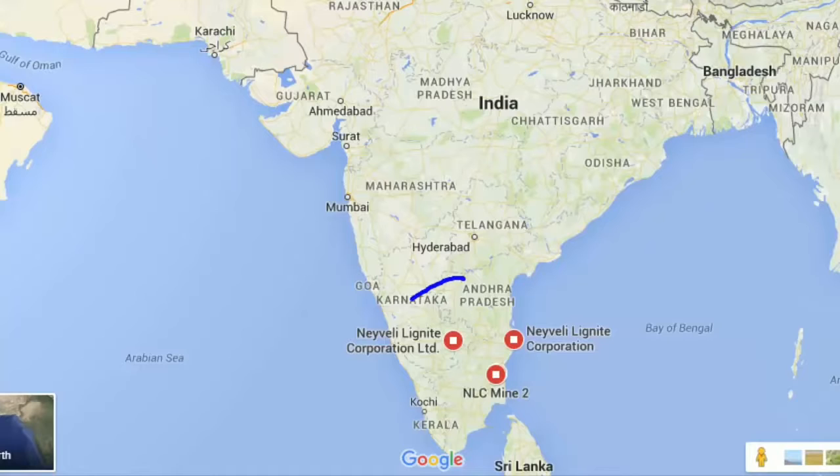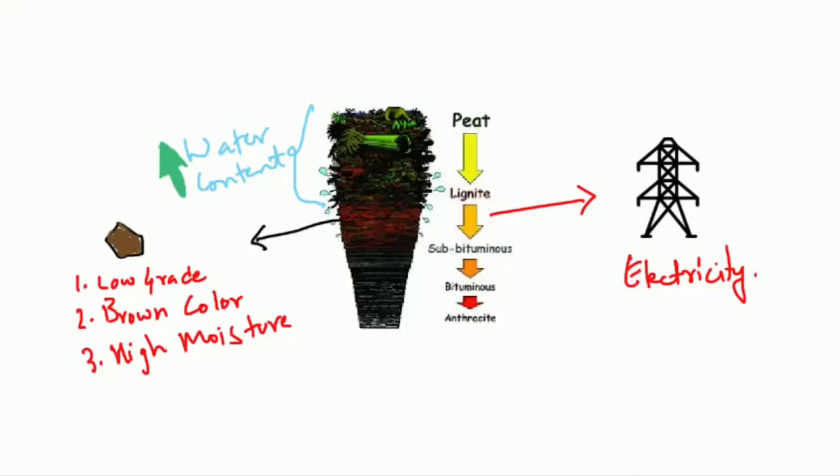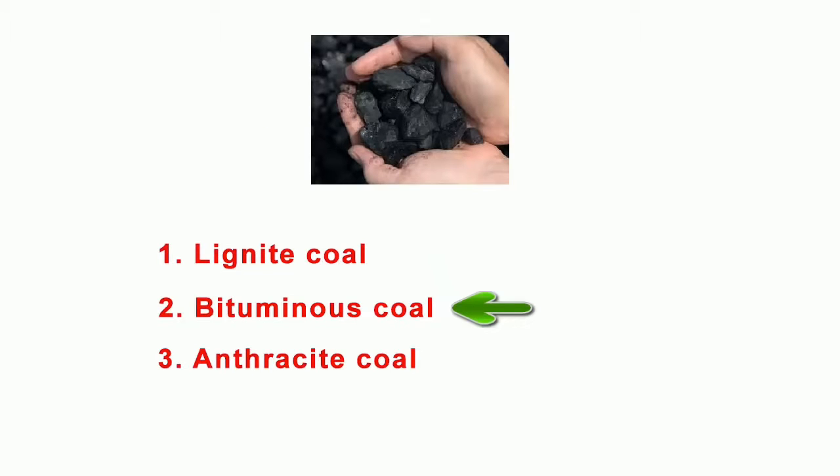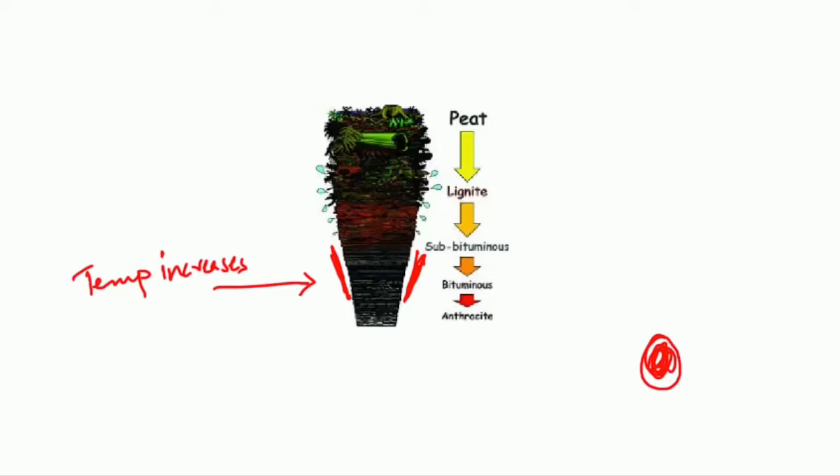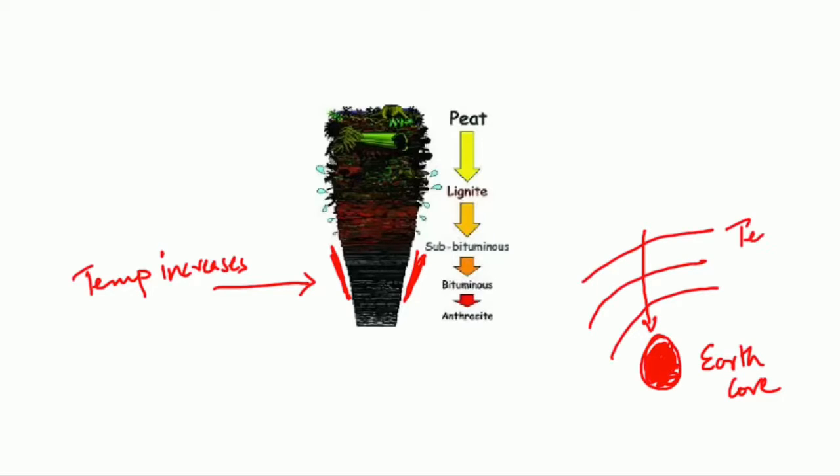Now this kind of coal is found in the regions of Neyveli in Tamil Nadu, and it is used for generating electricity. And the second type of coal is bituminous coal. Now this type of coal is buried deep inside the earth's crust, and it is subjected to increased temperature. So we all know that as you go deeper inside the earth's crust, it gets hotter. Therefore it is easy to understand that this type of coal is buried deep inside the earth's crust, and the temperature is naturally going to be high.